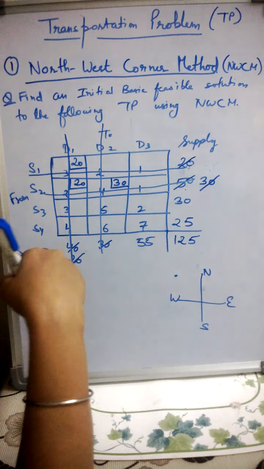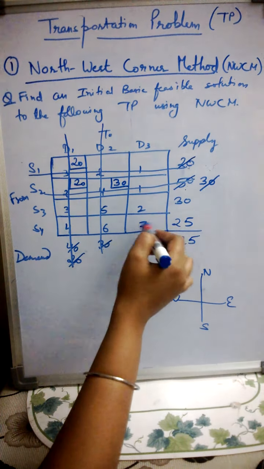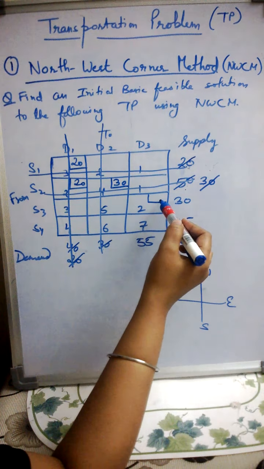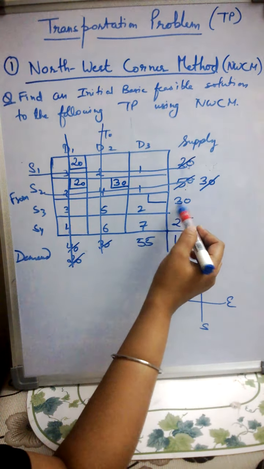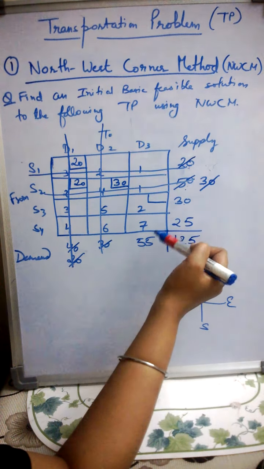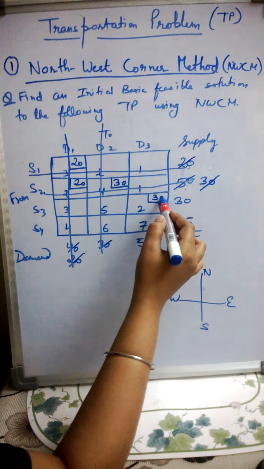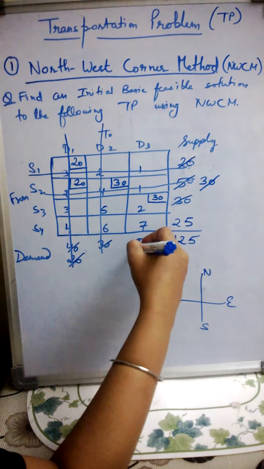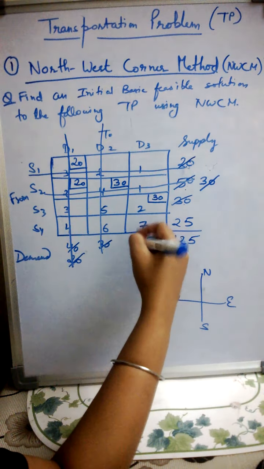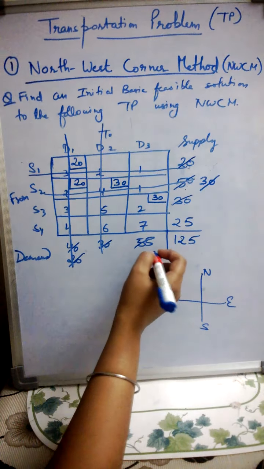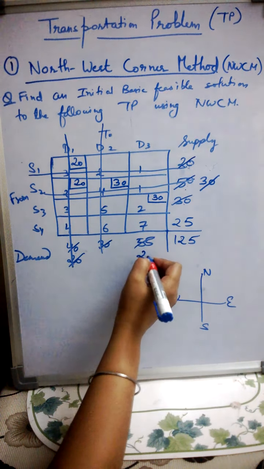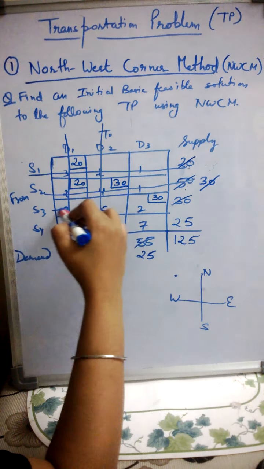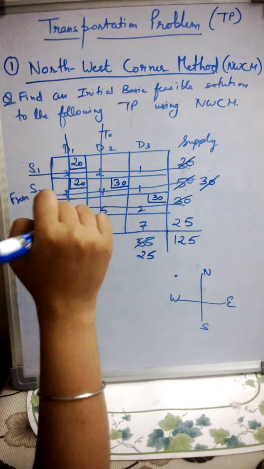Now in the remaining table, this is the top left corner, so we'll allocate here. Again, corresponding to this, supply is 30 and demand is 55. The minimum of 30 and 55 is 30. So 30 has been supplied here, and out of 55, the demand of 30 units has been fulfilled. So we are left with 25 units. Now at this step, since the supply has been exhausted, we'll cancel off this particular row.